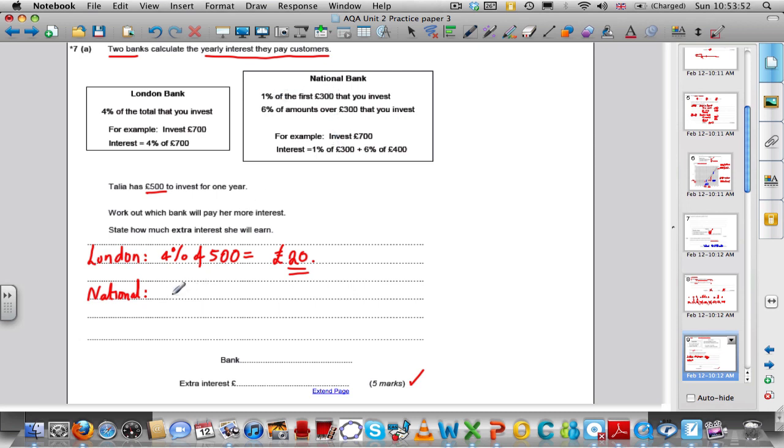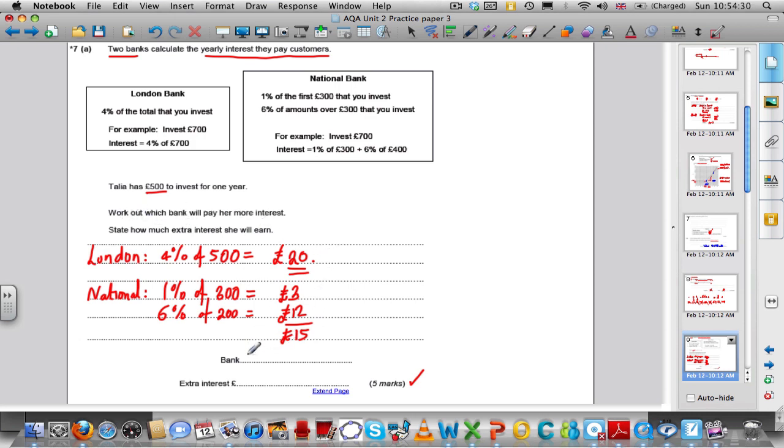1% of the first 300. So 1% of 300, and you're going to get £3 there. 6% over amounts over 300. So she's going to get 6% for the remaining. She's only got £200 over 300, so 6% of 200. Well, 1% of 200 is 2. So 6% of 200 must be equal to 12. You add those together and she's getting £15 interest.